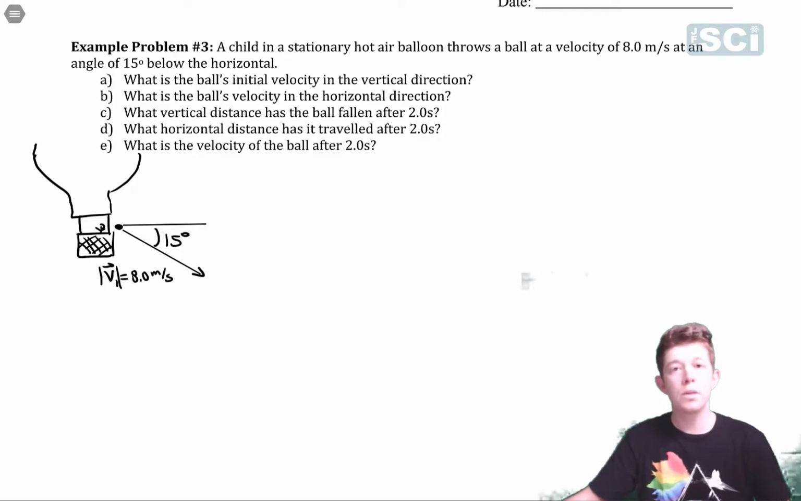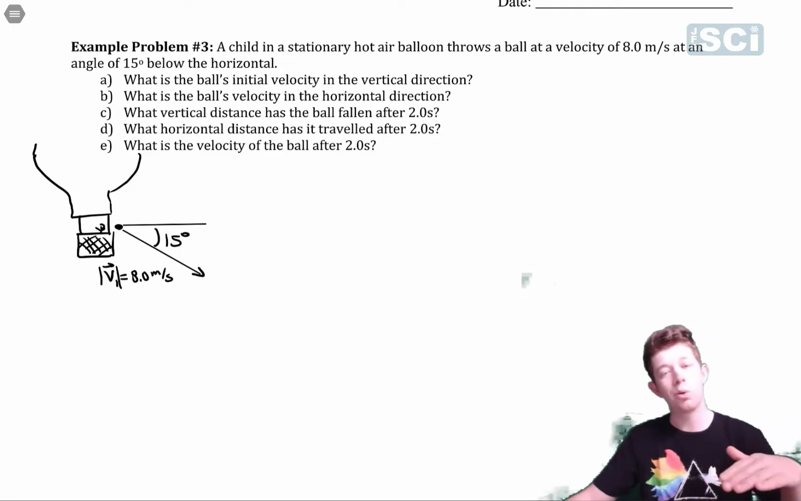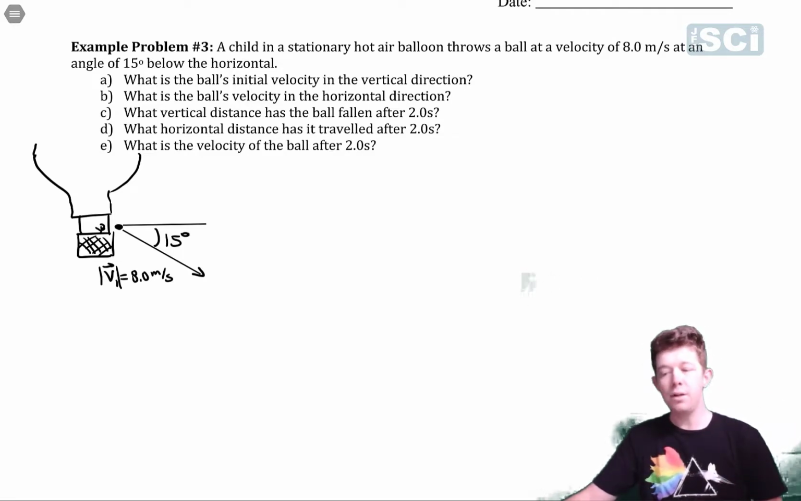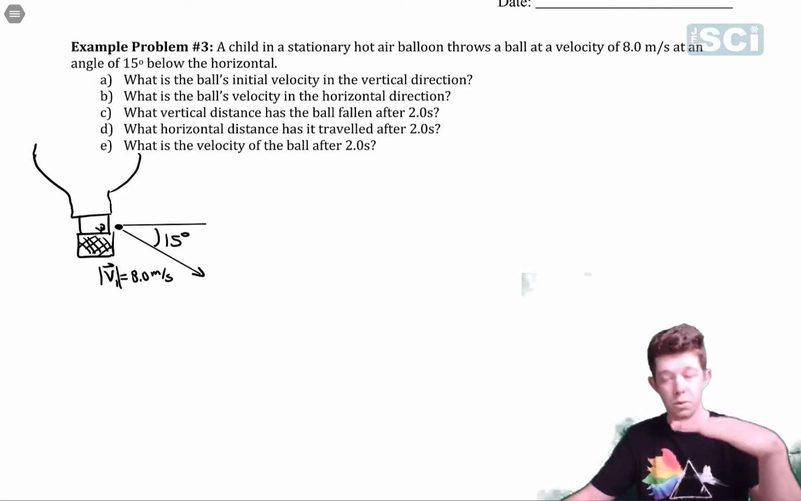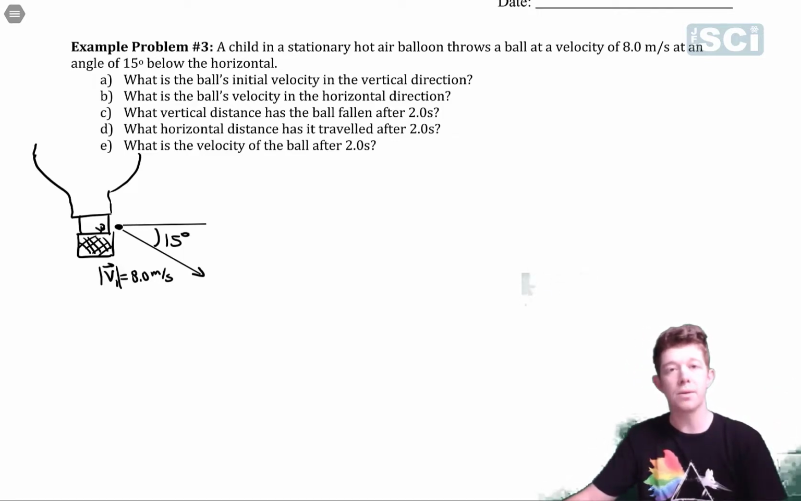Hey Royals, we're going to work through example number 3 on this lesson, and this example deals with a hot air balloon and a child throwing a ball out of the hot air balloon below the horizontal. The angle that they throw it down at is 15 degrees below the horizontal, and they throw it at 8 meters a second. So I've drawn a simple little picture here to demonstrate what is going on there.